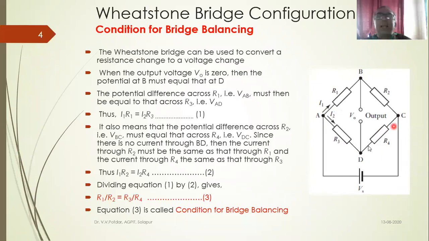Okay, let us start. The Wheatstone bridge can be used to convert a resistance change to a voltage change. When output voltage V0 is 0, then the potential at B must equal that at D. That's what I said. The potential difference across R1, let us call it the potential drop across R1, is VAB. Potential drop across AB must then be equal to potential drop across R3, isn't it?